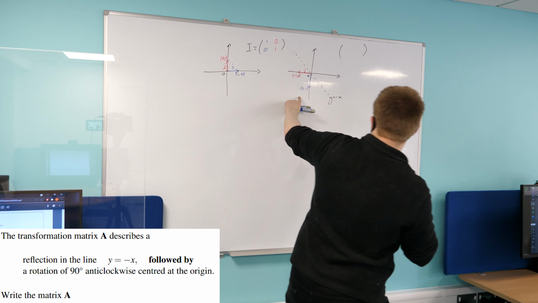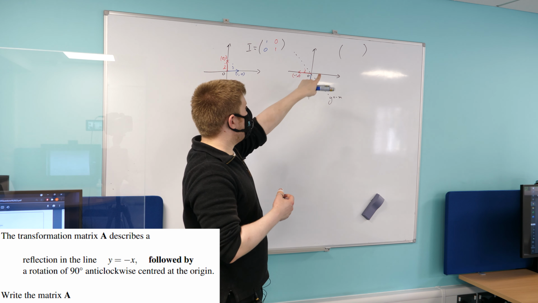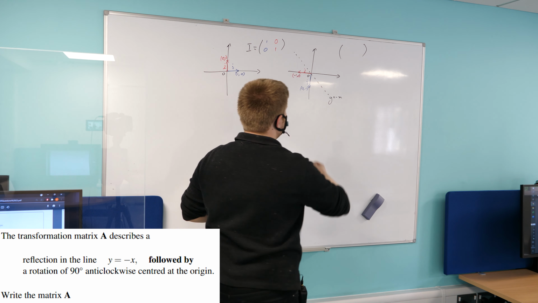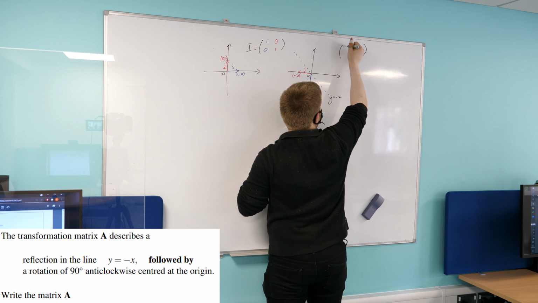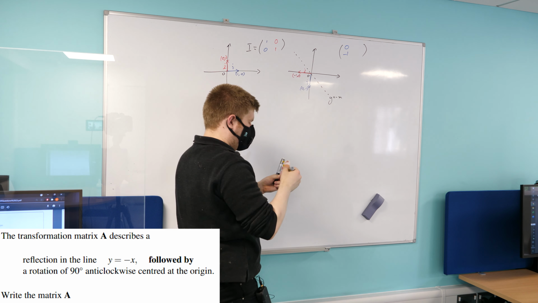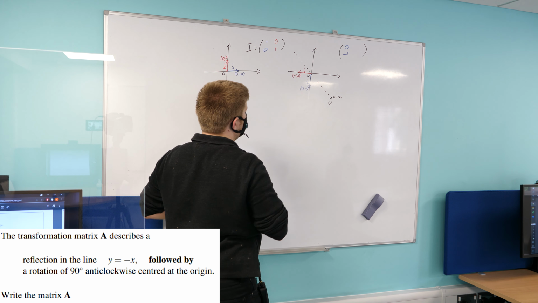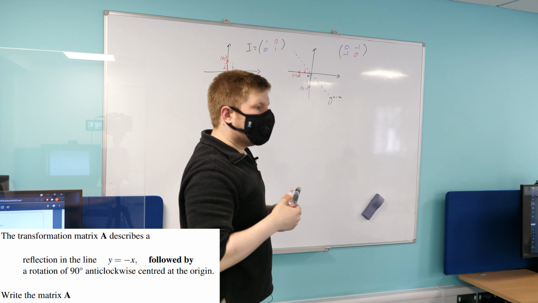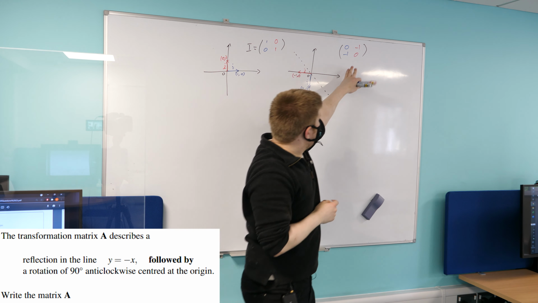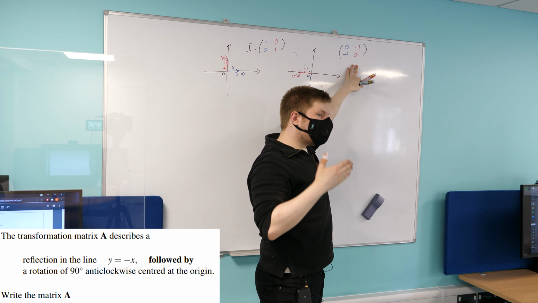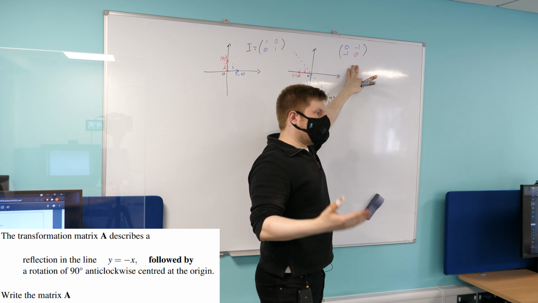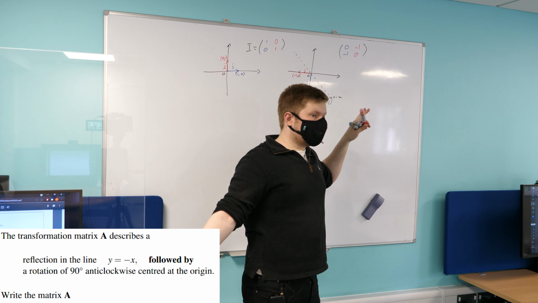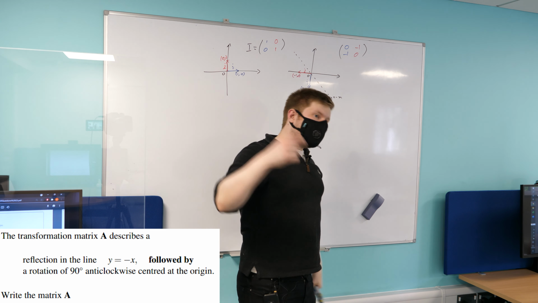Okay, so let's actually fill in the coordinates of I and J in this new matrix. This is going to be my new updated transformation matrix. I'm going to take 0, negative 1, that's my I, and put it in the first column. And then I'm going to take negative 1, 0, that's my J, and put it in my second column. So this matrix here would be the transformation matrix that is a reflection in the line y equals negative x. Does that make sense? Yep. We're not finished though.